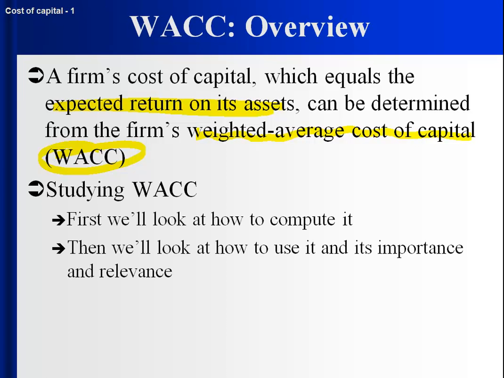So in our approach to WACC, first we're going to look at how to compute it. It's going to be some number crunching. Then the second thing, what's really critical, is how do we use it? Its importance and its relevance. So it's important not to simply get caught up in number crunching, but to understand, okay, now that we've crunched a number, how can we use it appropriately?